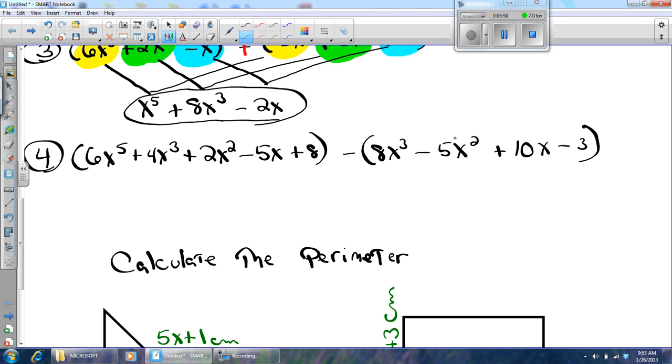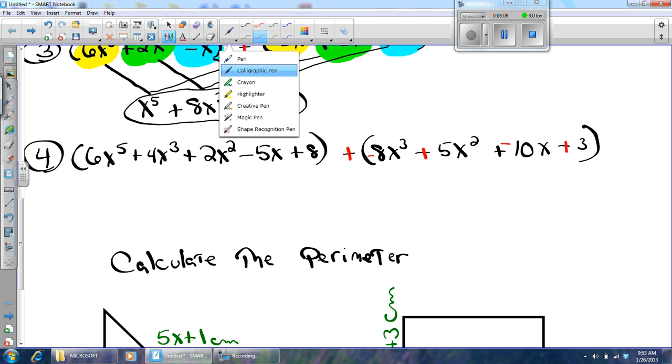Again, I've got a negative in front of a quantity. I must distribute it. So when I distribute, I'm going to multiply by -1. So that makes that a positive. Change the sign, change the sign, change the sign, change the sign. Now I'm ready to start combining my like terms.